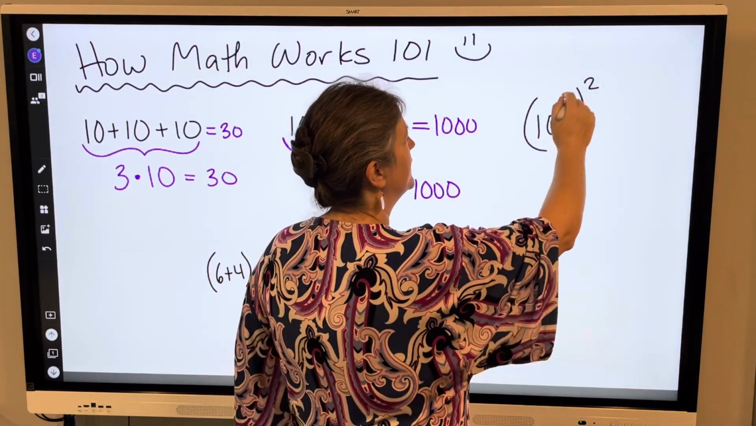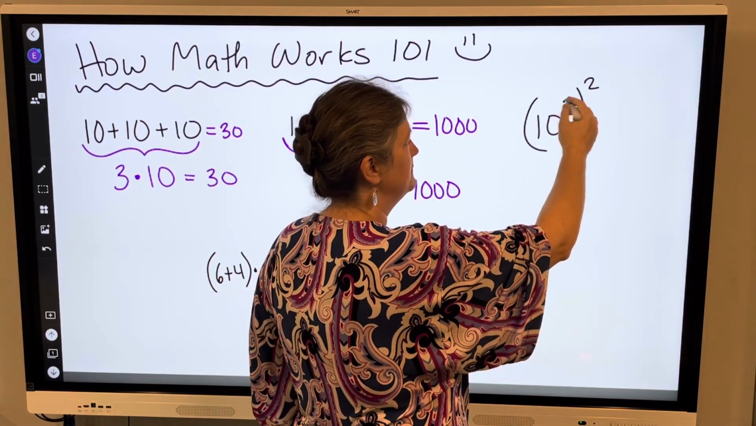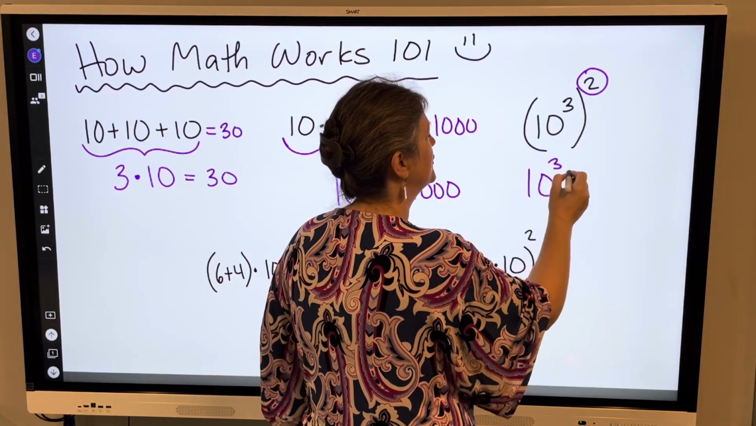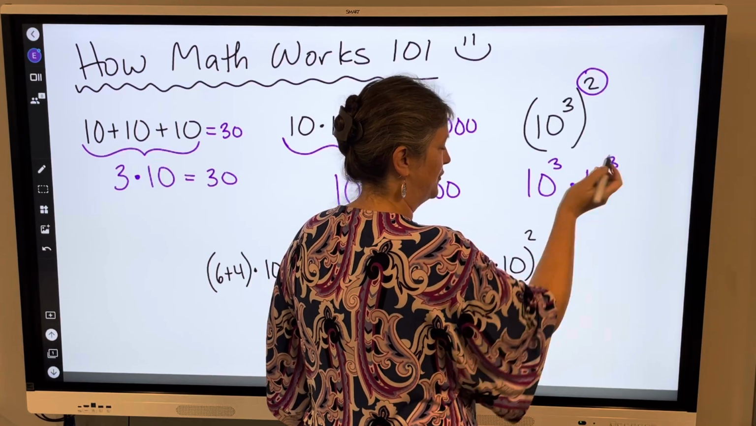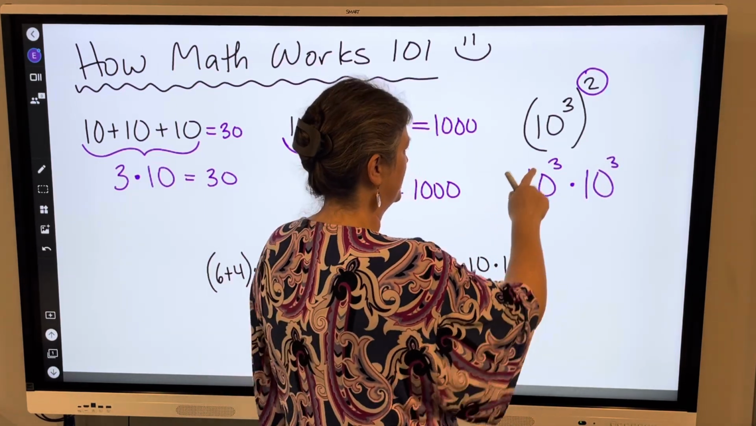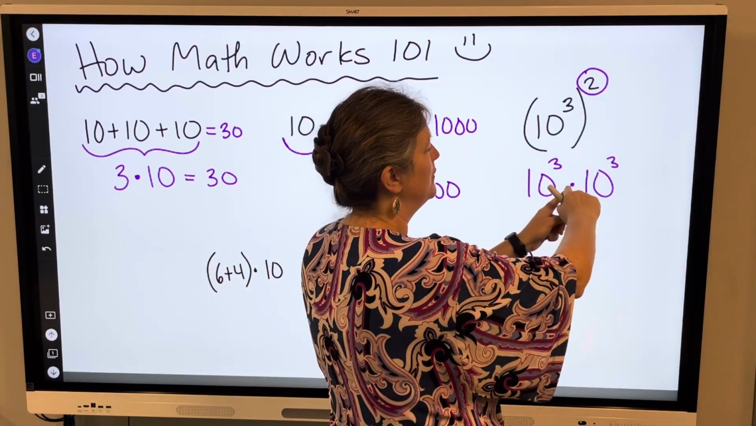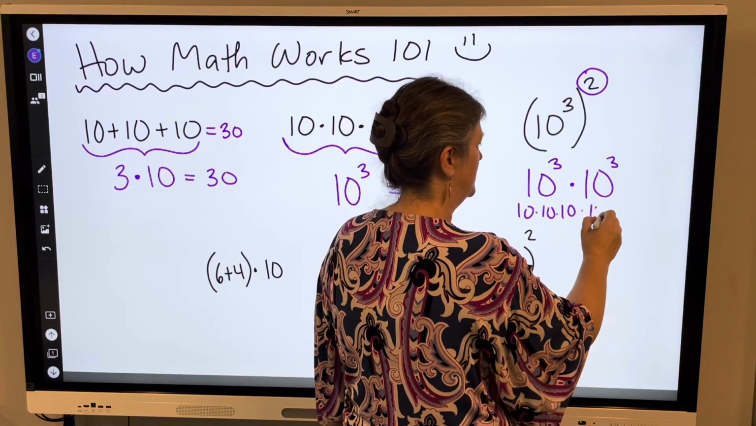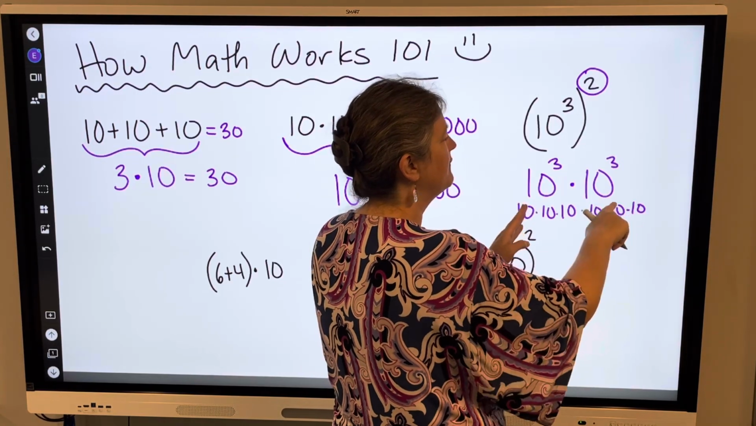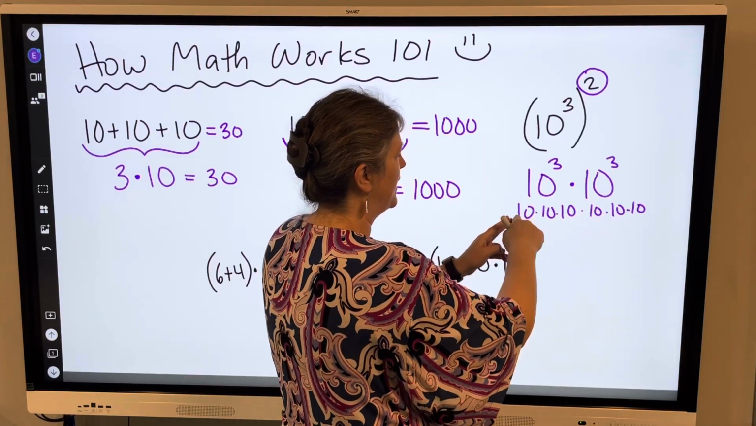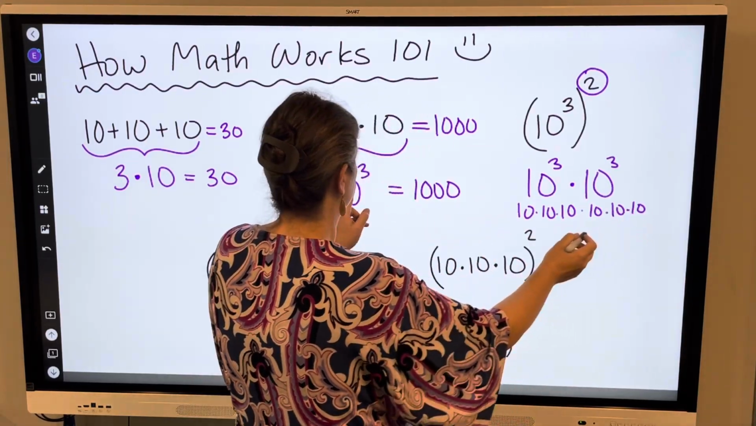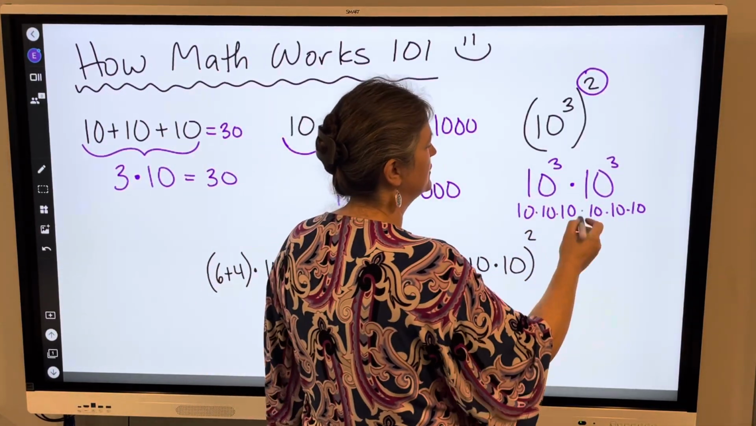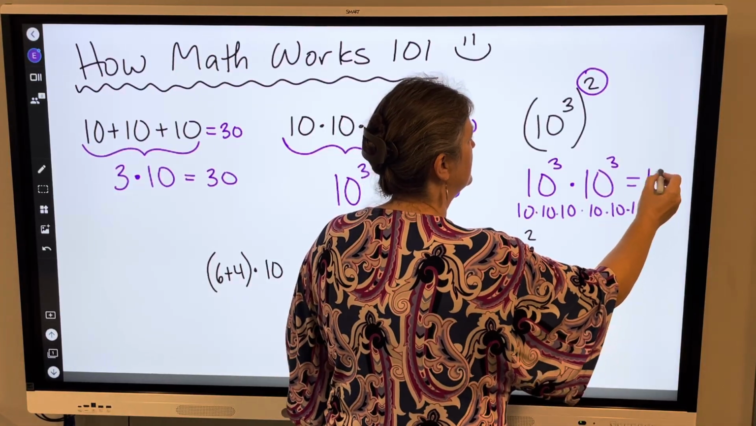So if I come over here and use the meaning of exponents, I can see that this squared means I'm going to take 10 to the third times 10 to the third. Well, this is 10 times 10 times 10, and I'm multiplying that by 10 times 10 times 10. So 10 times 10 times 10 times 10 times 10 times 10. The meaning of exponents shows me that this is 6 total 10s, which we took, as repeated multiplication, and turned into an exponent. So the value of this is 10 to the 6th.